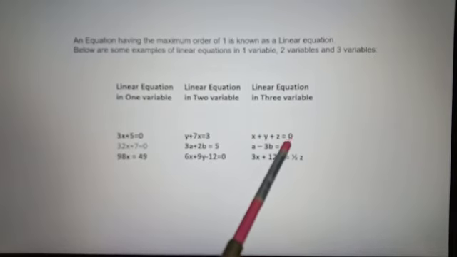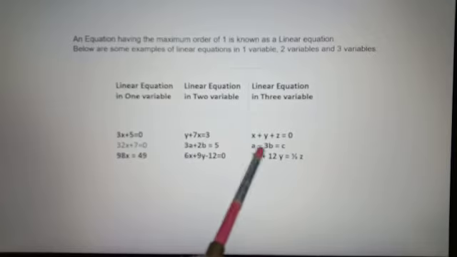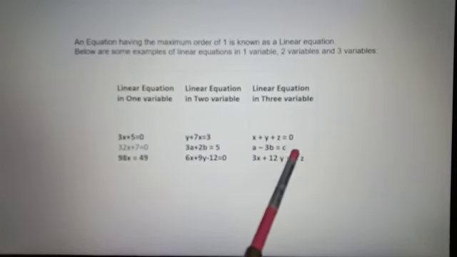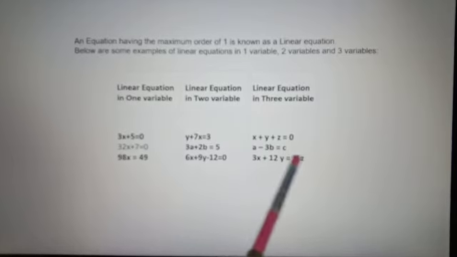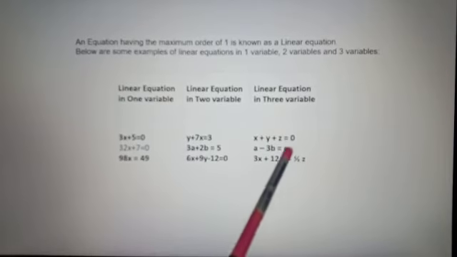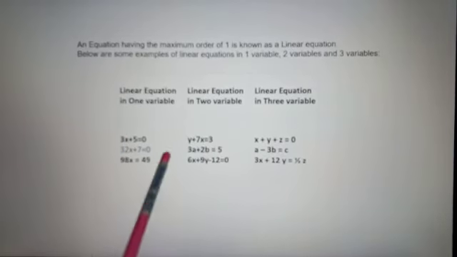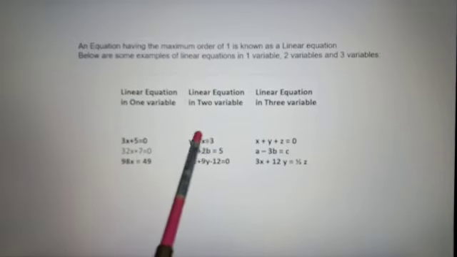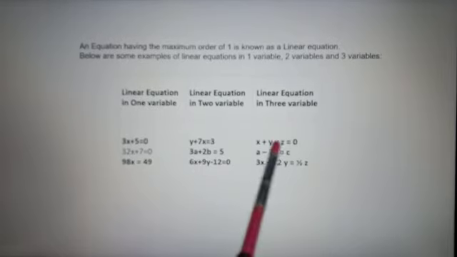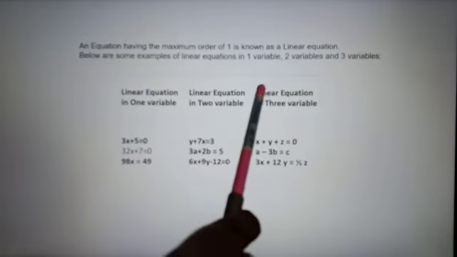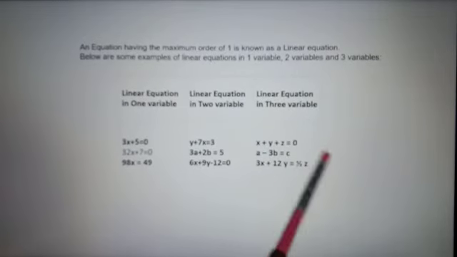x plus y plus z equal to 0. Similarly, here also three variables are there. So this is called a linear equation in three variables. Here also three variables are there, x, y, z. If you have only one variable, we say it is a linear equation in one variable. If two variables appear, you say linear equation in two variables. Three variables are there means you say linear equation in three variables.